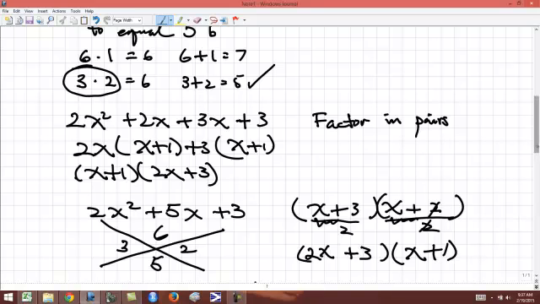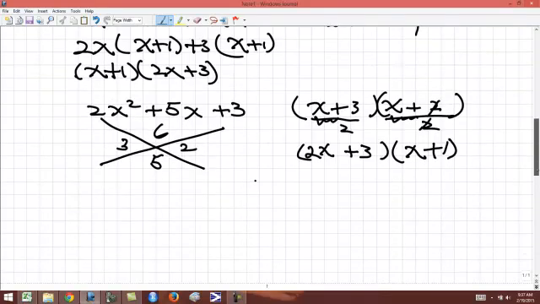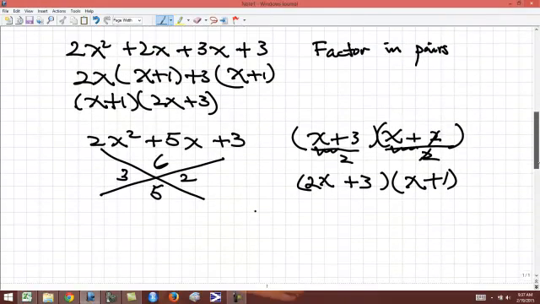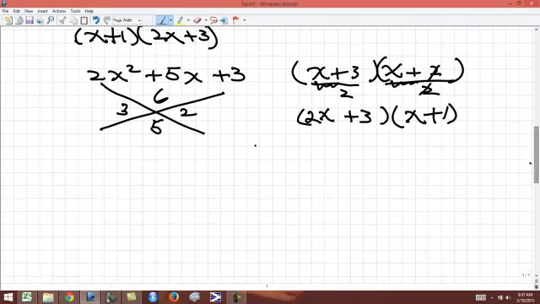So that skips the whole thing of factoring by pairs, and instead substitutes the division of the second term in each binomial by the leading coefficient of the first term. All right, so that's example 1. Now, let's go to guided practice 1A.